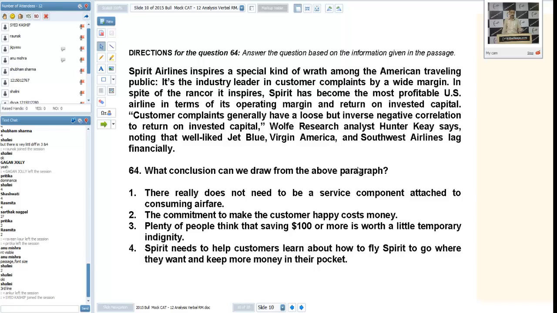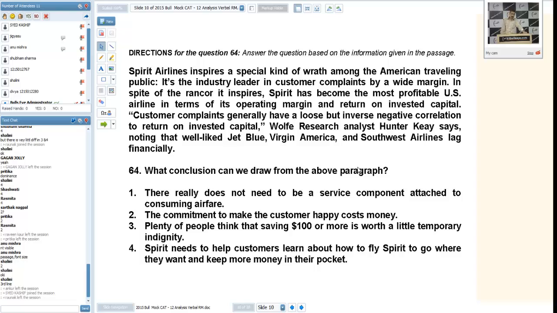The reason given by this paragraph is that customer complaints generally have a loose but inverse negative correlation. First of all, understand the negative. If two variables have negative correlation, it means one is increasing and the second is decreasing. Inverse negative correlation means between what? Customer complaints and invested capital. Inverse negative means positive. That is the catch.